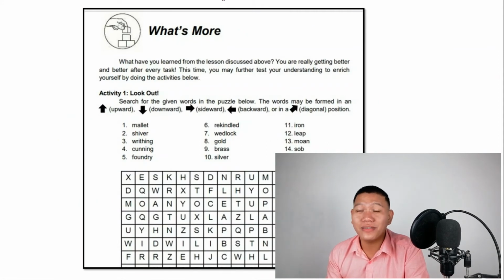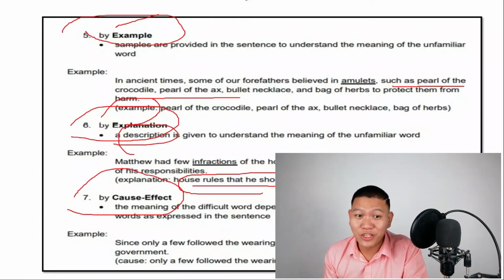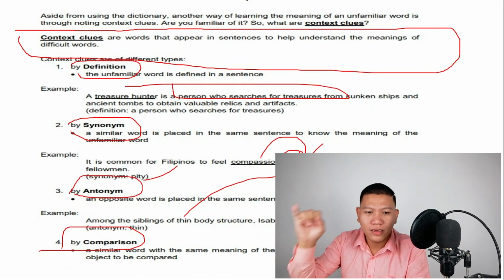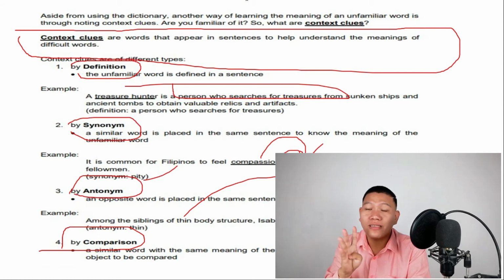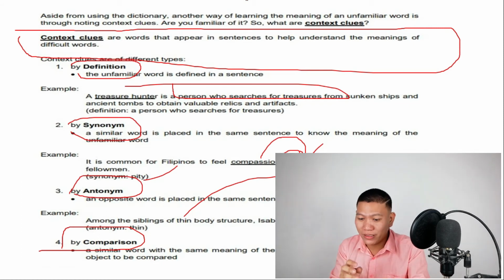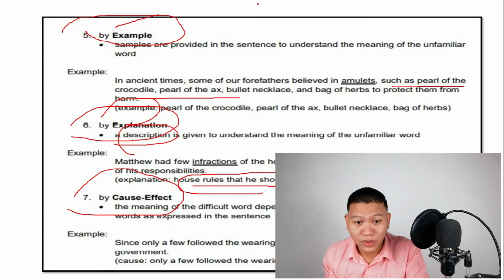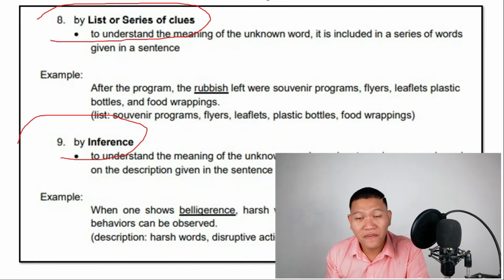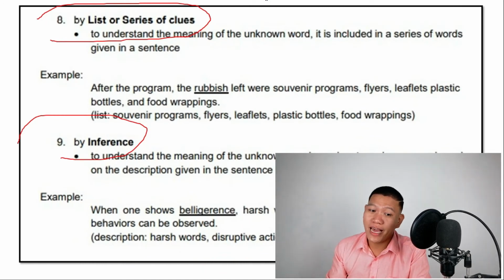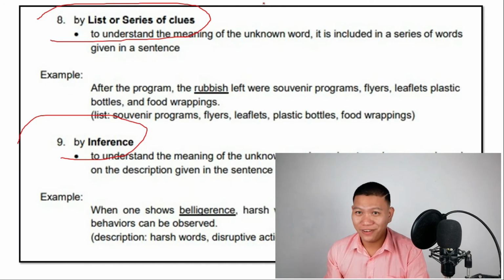Alright, so again, those are the different types of context clues. Let us again enumerate them. Context clues by definition, context clues by synonym, context clues by antonyms, context clues by comparison, context clues by example, context clues by explanation, context clues by cause-effect, context clues by list or series of clues, and number 9, context clues by inference.